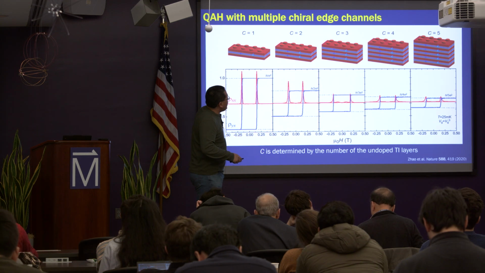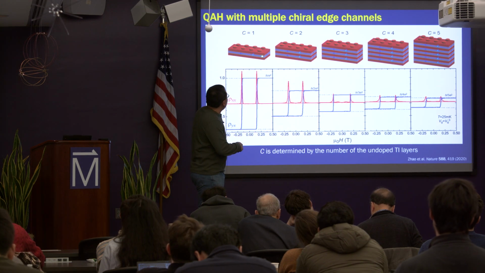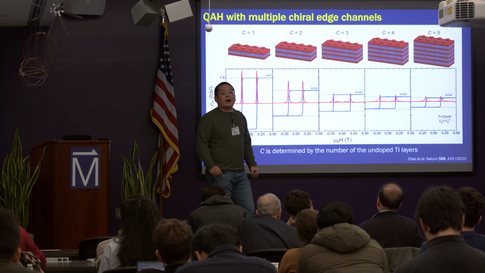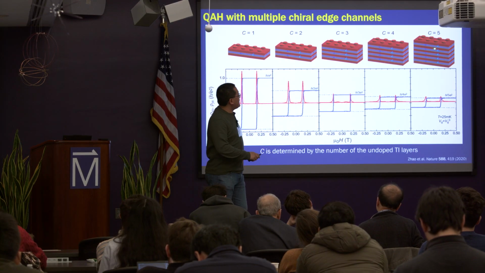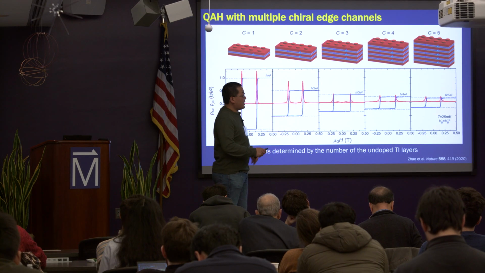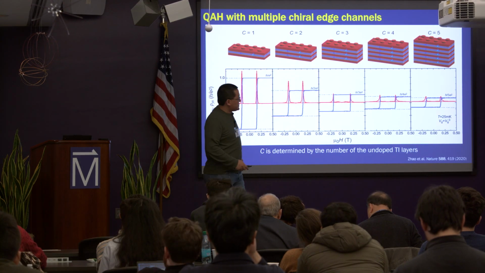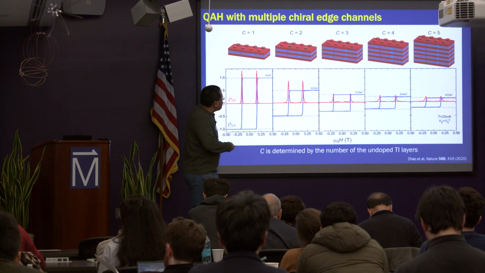And the Chern number just depends on the gray color, how many gray layers are in your multi-layer structures. This is the undoped TI layer. If you have 5 layers of the undoped TI layers, the Chern number is equal to 5.